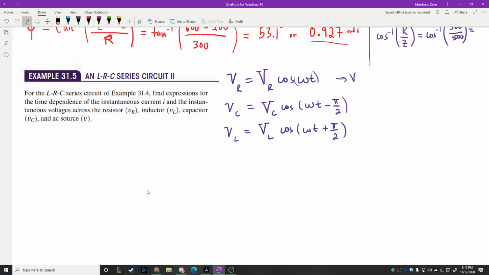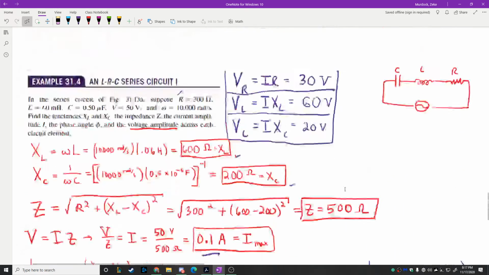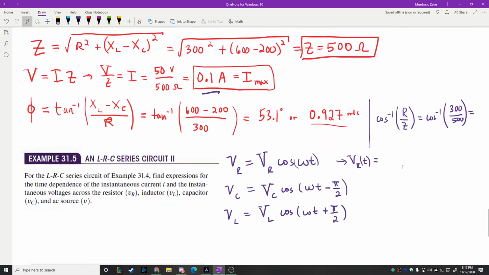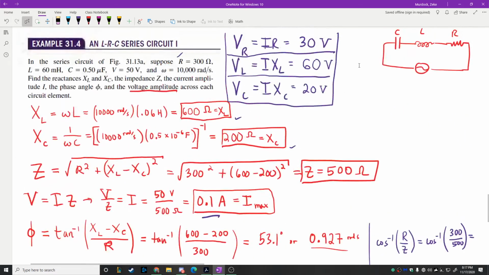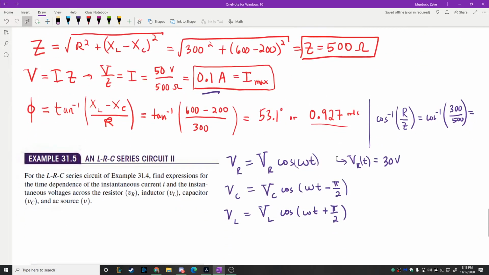So we're going to get VR as a function of time is going to be equal to, I think big VR was like 30, right? Yeah, 30. Let's go ahead, let's write these down in a line here. So this was 30, VL, because this way we don't have to keep going back up. VL was 60, and then I kind of did it out of order, but VL is going to be 60, and then VC is going to be 20. Okay.